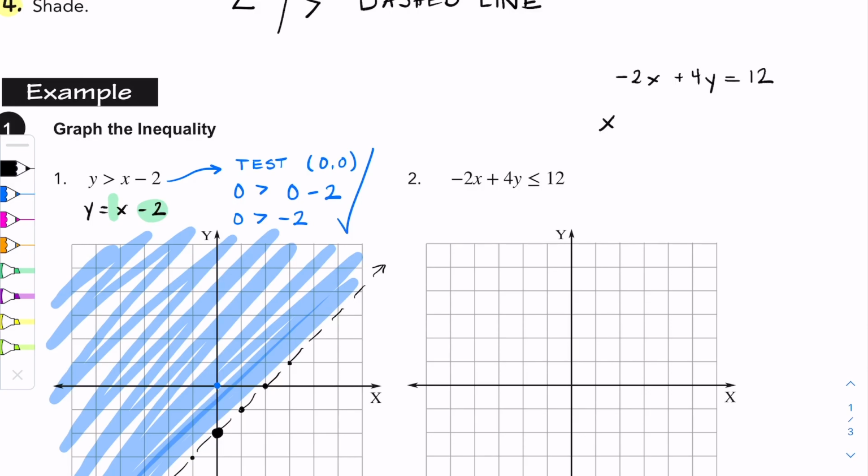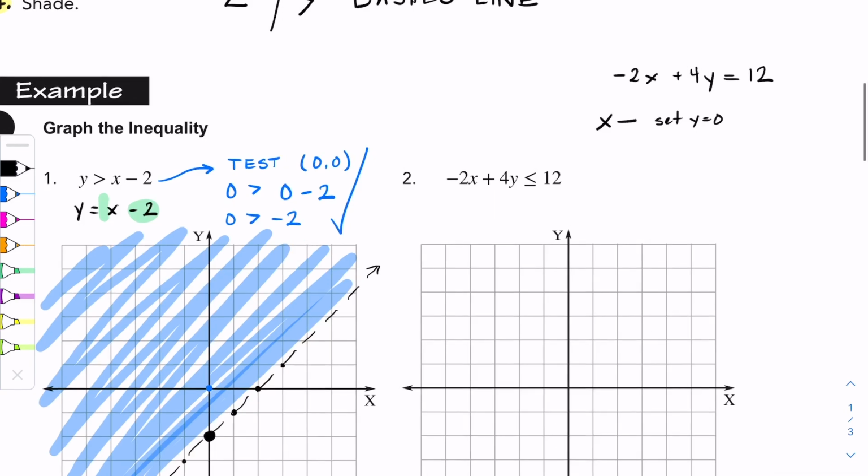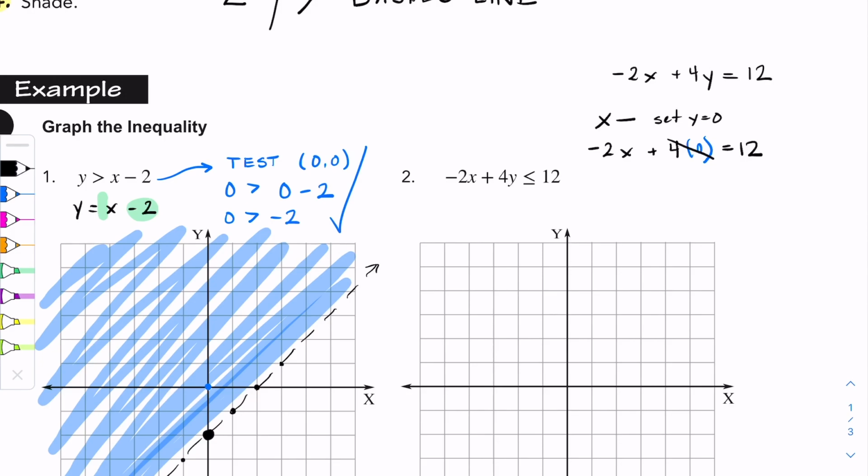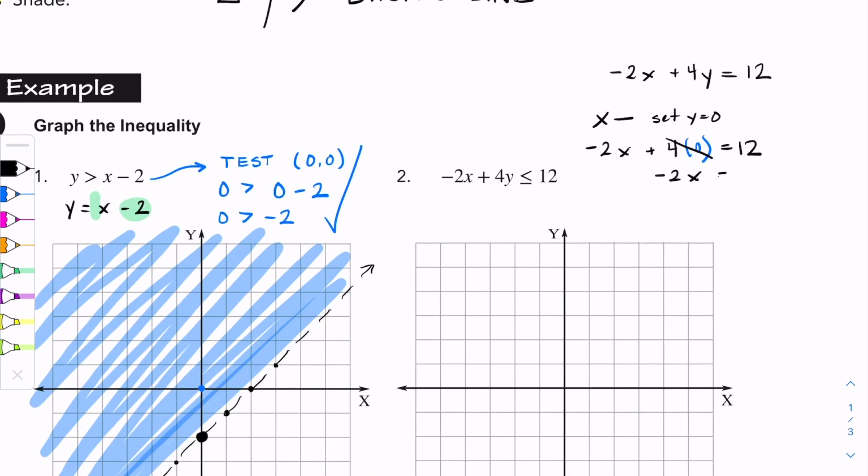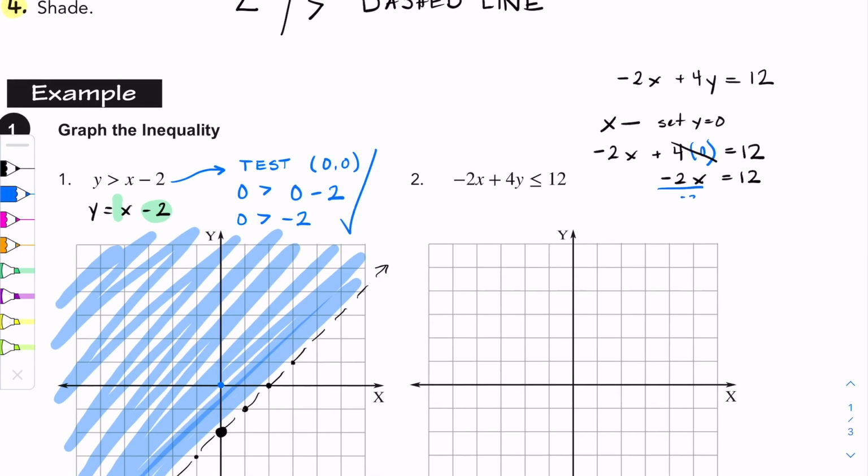To find the x-intercept, I set y equal to 0 and I solve for x. This becomes negative 2x plus 4 times 0 is equal to 12. 4 times 0 is 0, leaving us with negative 2x equals 12. Divide both sides by negative 2. And x is equal to negative 6. That means our x-intercept is at negative 6, 0.